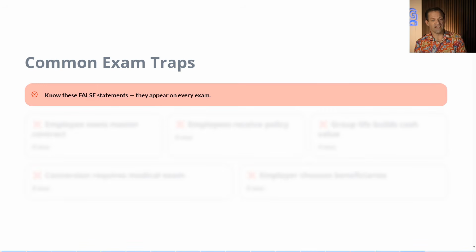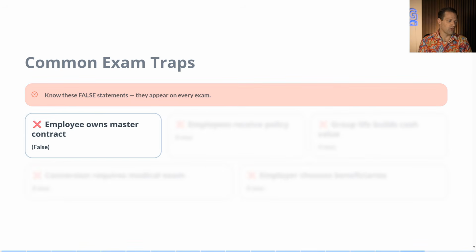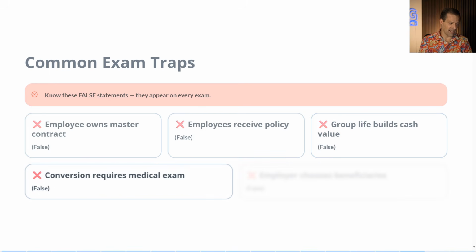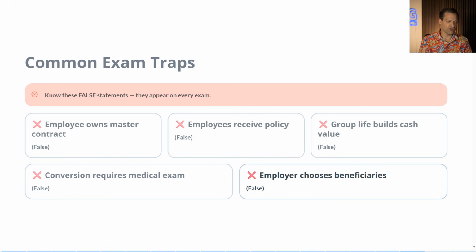So know these false statements. They appear on every exam. The employee owns the master contract. That's not the case. The employer does. Employees receive the policy. False. The group life builds cash value. That is not the case. It's false. Conversion requires medical exam. False. And the employer chooses beneficiaries. That's false. The employee does.